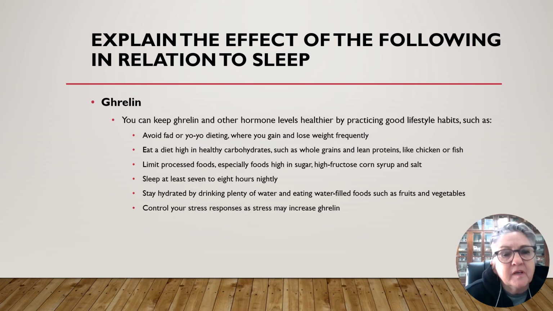You can keep your ghrelin and other hormone levels healthier by practicing good lifestyle habits, such as avoiding fad or yo-yo dieting, where you gain and lose weight frequently. Eat a diet high in healthy carbohydrates, such as whole grains, and lean proteins like chicken or fish. Limit processed foods, especially foods high in sugar, high fructose corn syrup, and salt. Sleep at least 7 to 8 hours nightly. Stay hydrated by drinking plenty of water and eating water-filled foods such as fruits and vegetables. And control your stress responses, as stress may increase ghrelin.